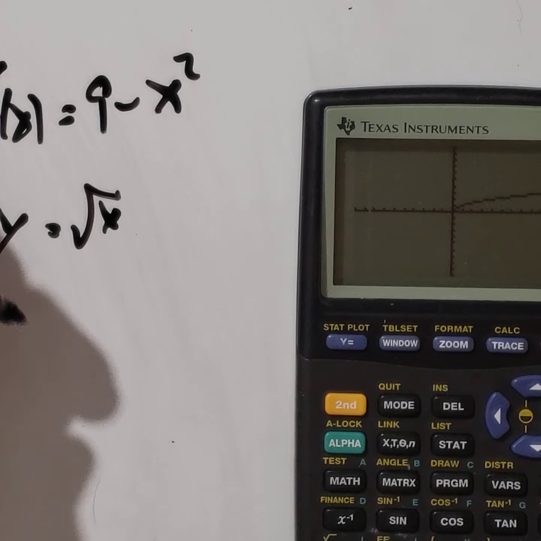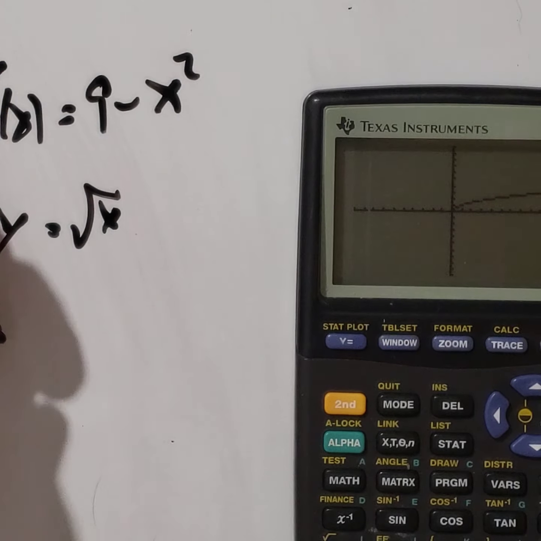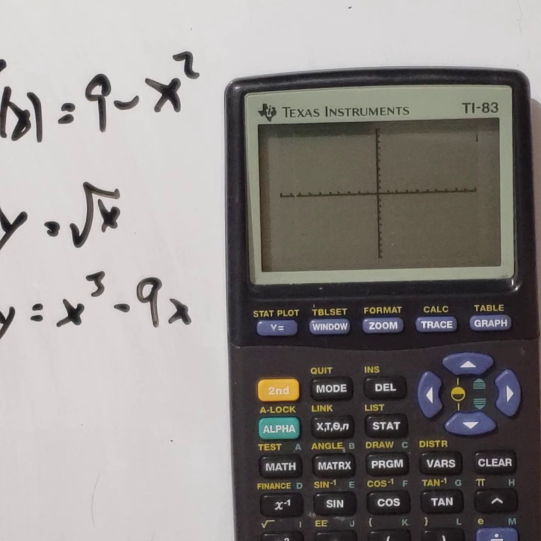We've got y equals x cubed minus 9x. Try putting that in. x to the third minus 9x. Hit graph. And we see pretty easily that that's going to fail the horizontal line test, so that one is not one-to-one.